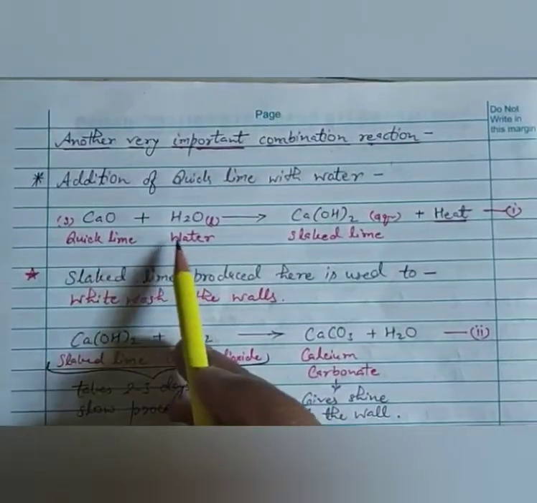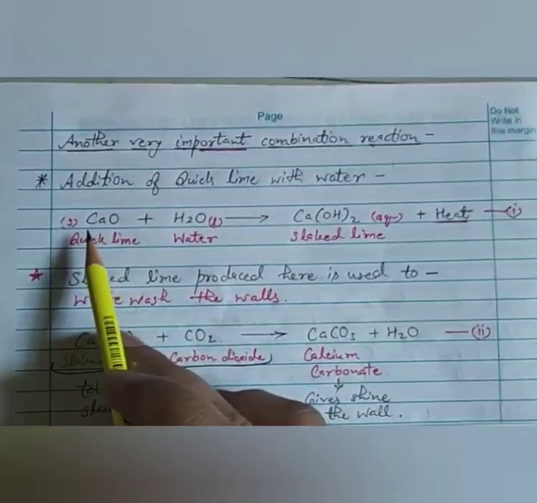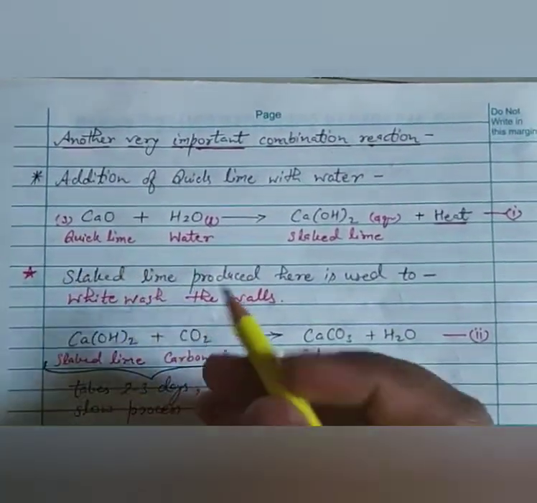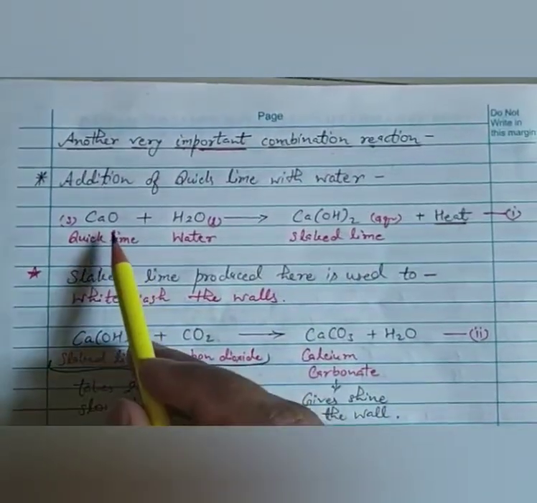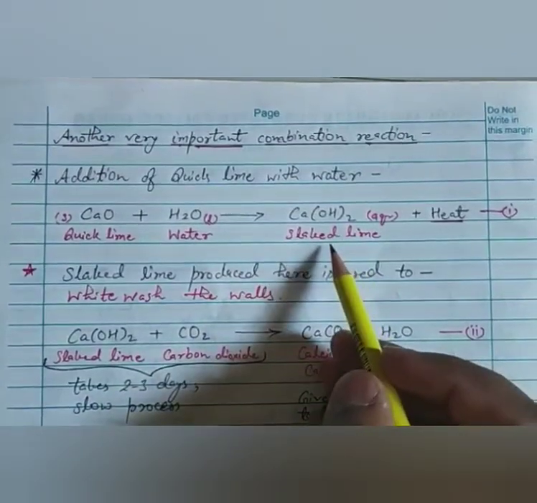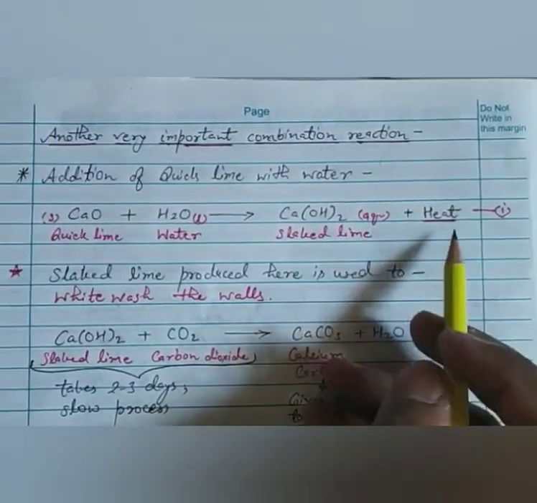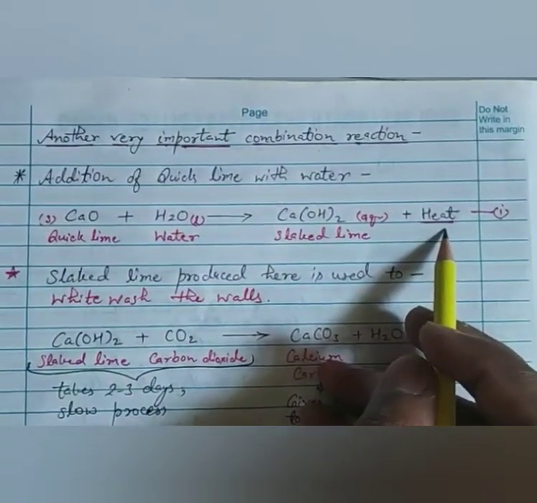When they both are combined together, calcium oxide is in the solid state and water in the liquid state. When solid particles, or you can say the blocks of calcium oxide, are dropped in water, then they react together and form calcium hydroxide, that is in the aqueous state, and a large amount of heat is also produced.